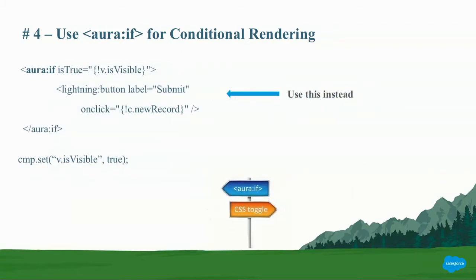The way to do it, in fact, is to use the Aura if tag. It's very simple to do. I mean, it's really not much different. You just use this Aura if, and then you have an attribute called isTrue, and you either toggle it on or off. When you do it this way, that Lightning button is not actually going to be rendered until that condition is true. So any event handlers associated with the content within that Aura if is not going to be active until the condition is true. So that's a much better way of doing it.